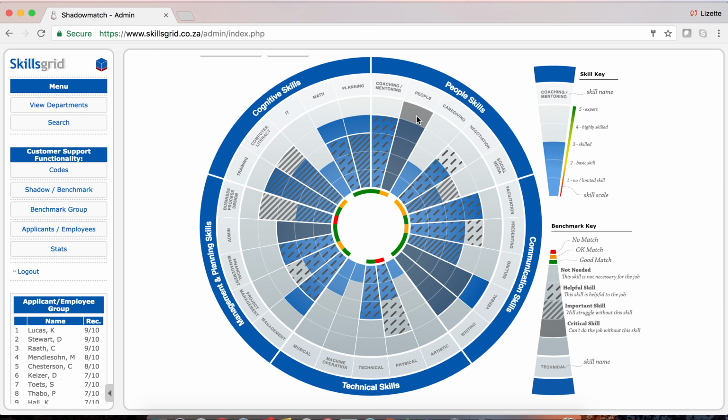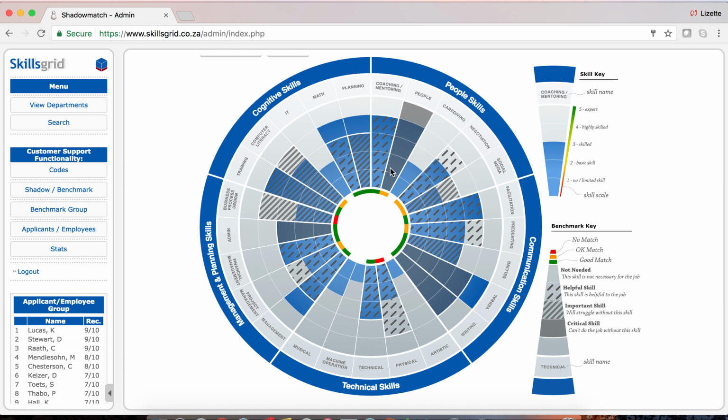Let's look at 1 or 2 others. We can see that people, as indicated by the top performers, is a critical skill for the job, and you need it at a level 5. Chip does have a people skill. You can see it's shaded. He's got a people skill at a level 4, meaning highly skilled, and that's why the system has given us an amber indicator. He's 1 level lower than the top performers, and because it is a critical skill and he's not skilled to the same level as the top performers, the system have now indicated an amber indicator.